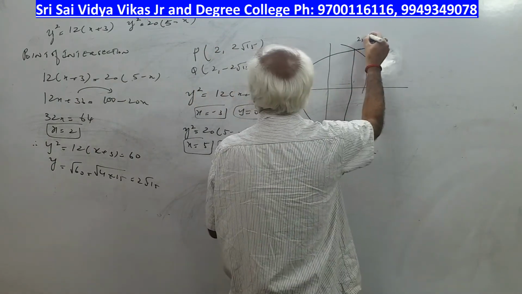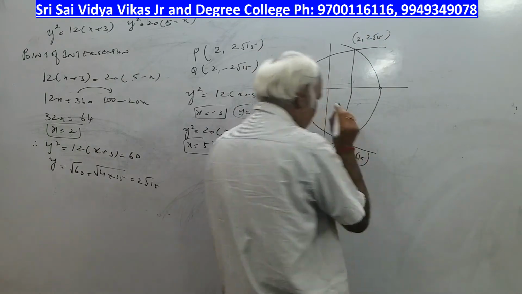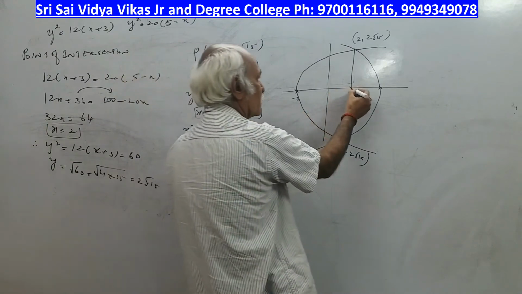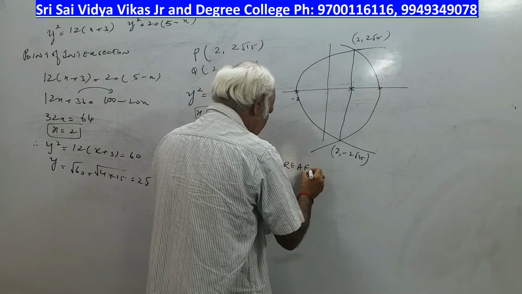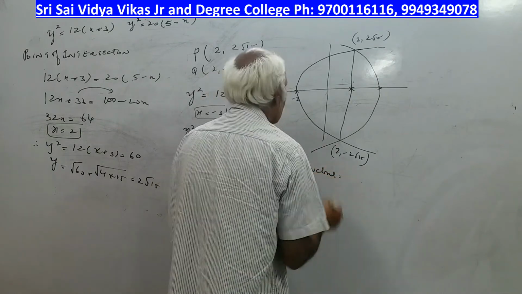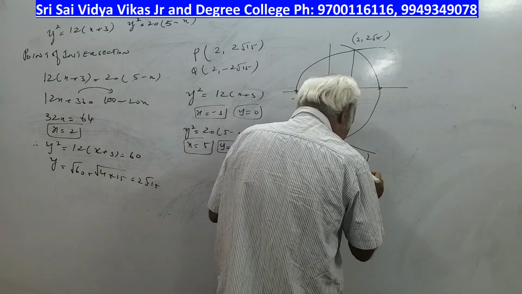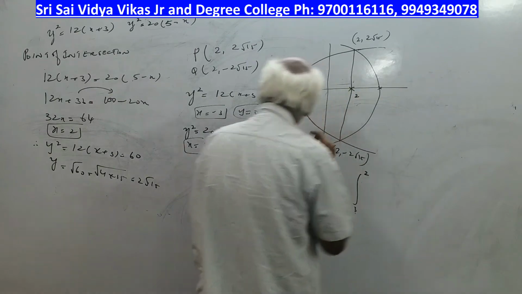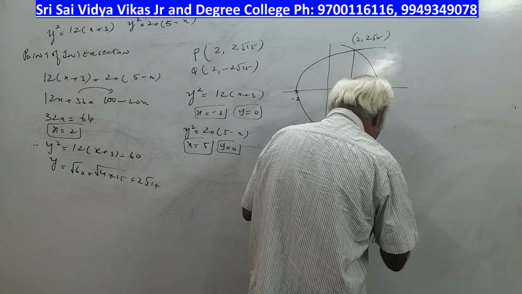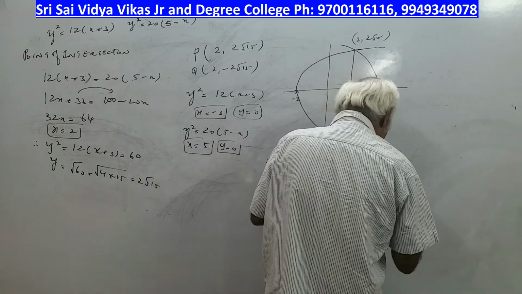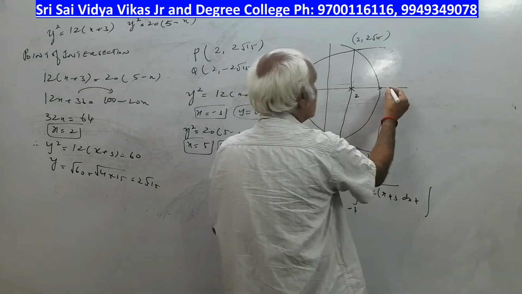Here, 2 comma 2 root 15, 2 comma minus 2 root 15. The important thing is this point is very, very important, sir. Now, therefore, the area enclosed is first, this is 2, sir, minus 3 to 2, first curve, root of 12 into x plus 3 dx, plus 2 to 5.